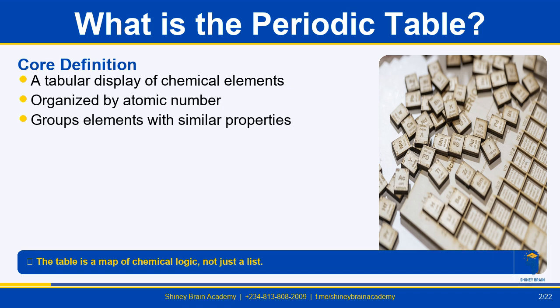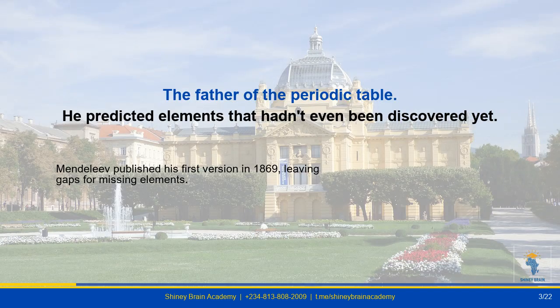same vertical columns. The genius behind this organization was a Russian chemist named Dmitry Mendeleev. In 1869, he realized that if he arranged the elements according to their atomic weights and chemical properties, a pattern emerged. What made his work legendary was his bravery. He left intentional gaps in his table for elements that had not yet been discovered, correctly predicting their properties with uncanny accuracy based on their position.